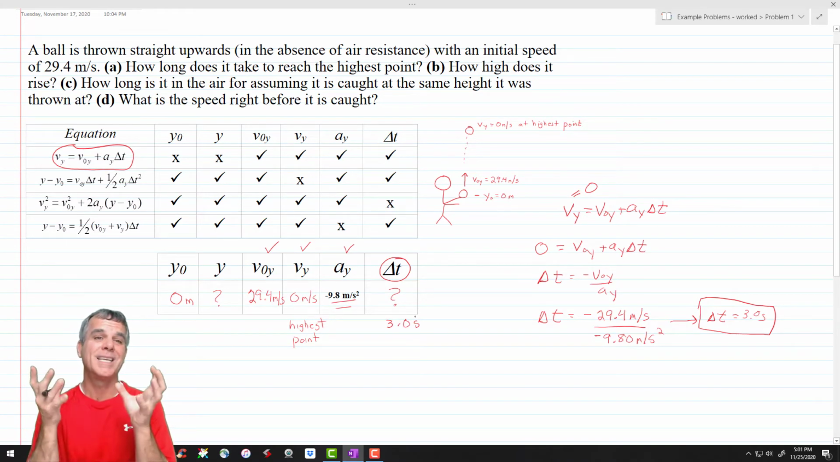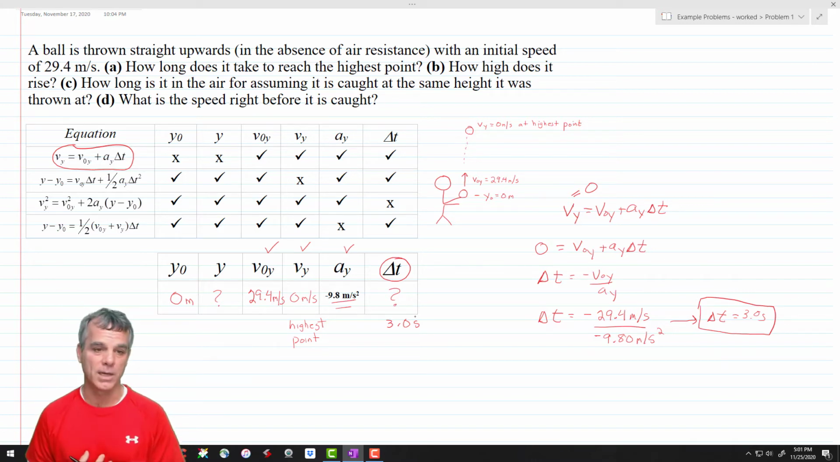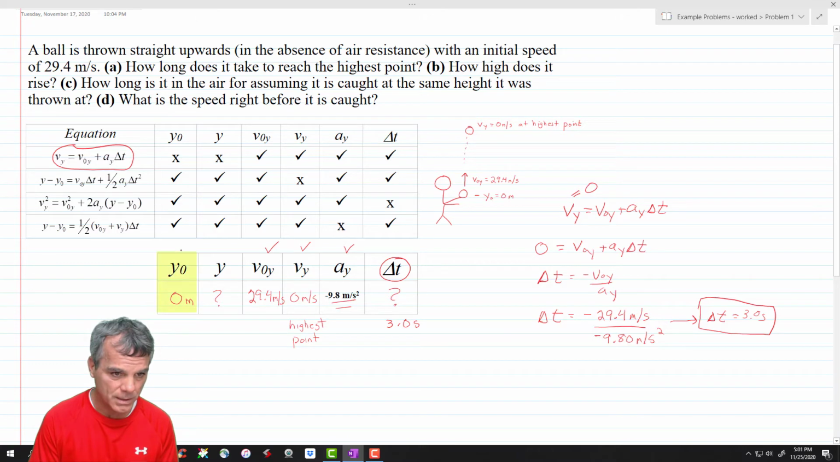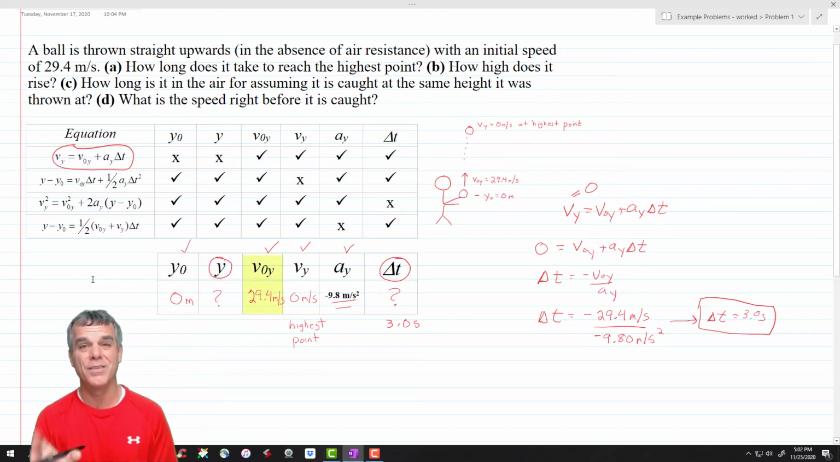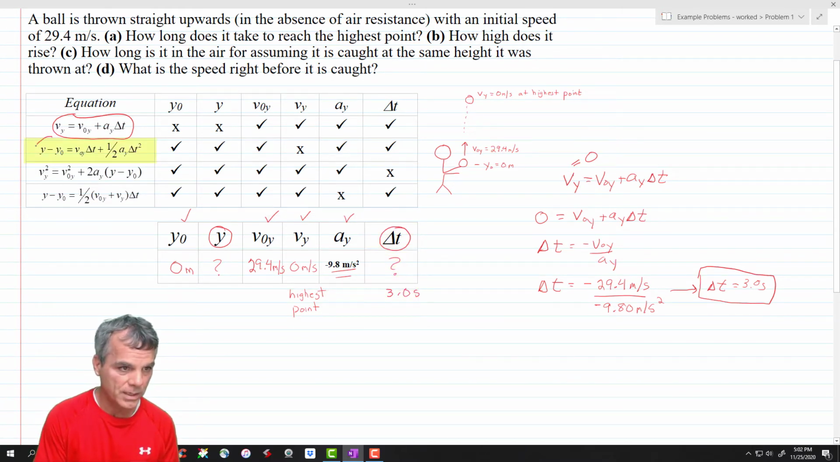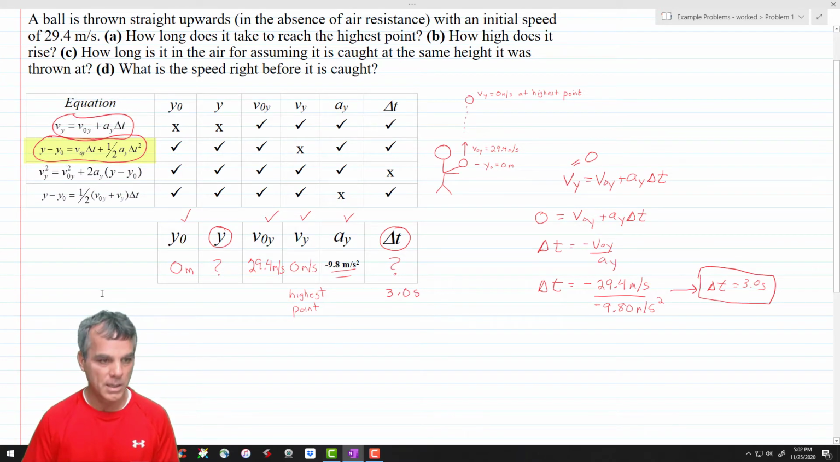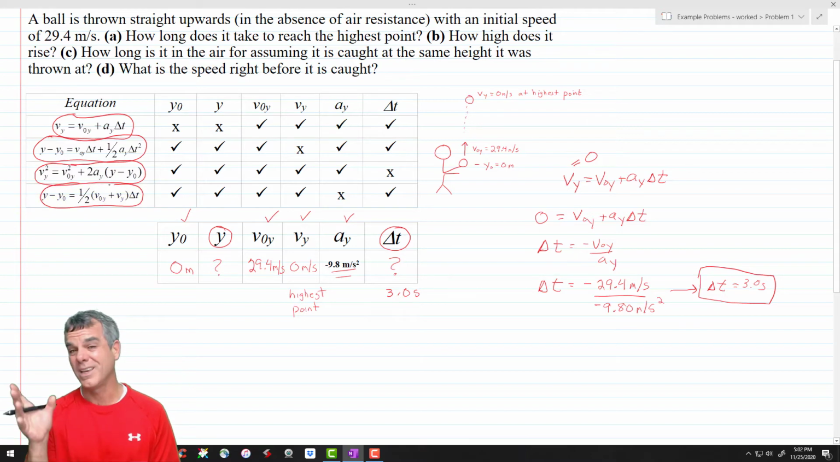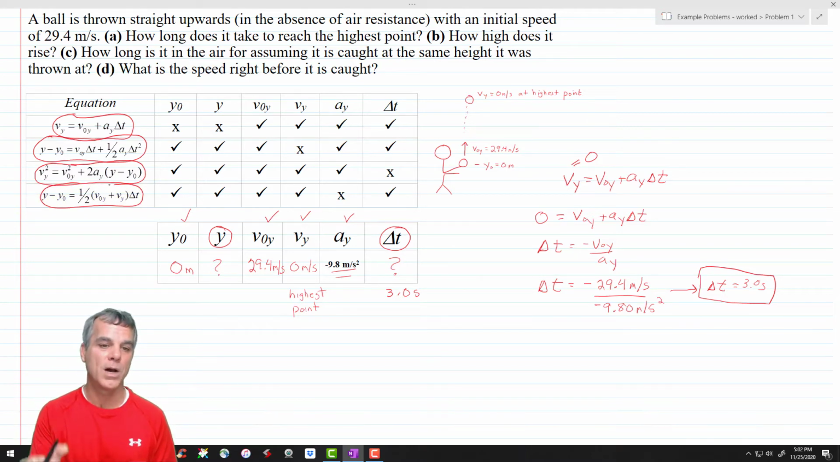Now what we want to know is, what is the highest point? How high did it rise? Well, now I have y naught. I'm looking for y. I've got v naught y. I've got vy. I have ay. And now I have delta t also. If you look, I could use this second equation, y minus y naught equals v naught y delta t plus 1/2 ay delta t squared. I could use this third equation, vy squared equals v naught y squared plus 2ay times y minus y naught. Or I could use this fourth equation, y minus y naught equals 1/2 times v naught y plus vy times delta t. I could use any of three equations to figure out how high does it rise.